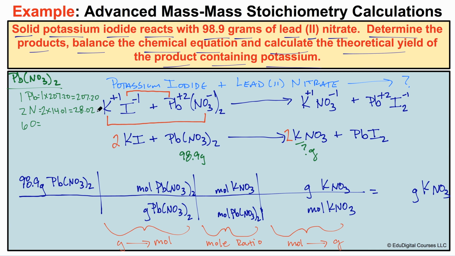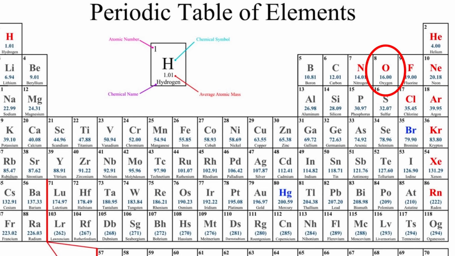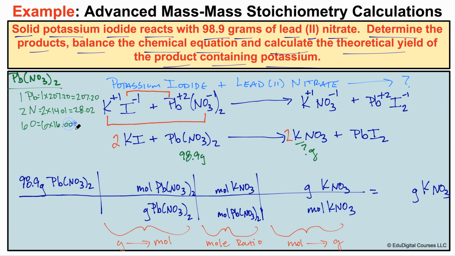And I'm leaving off the grams per mole here. We can just add the grams per mole as the unit to our final answer. We then have 6 oxygens times the molar mass of oxygen, which is 16.00, and we'll get 32.00. And so when we add all of this up, we'll take 207.20 plus 28.02 plus 6 times 16 is not 32.00.